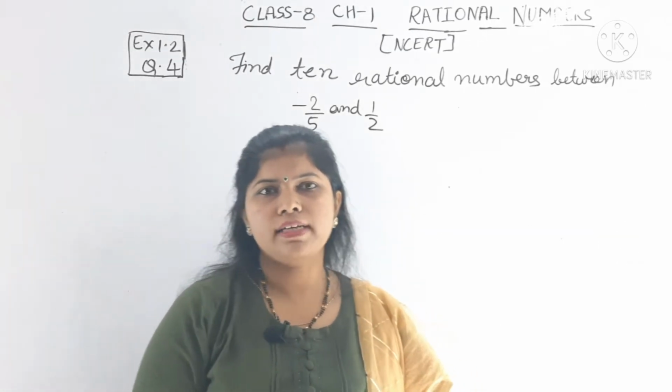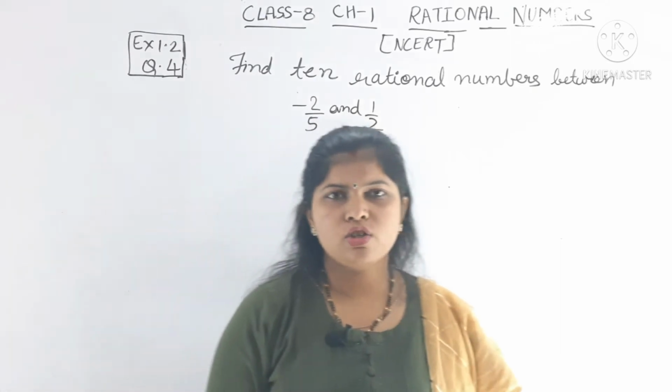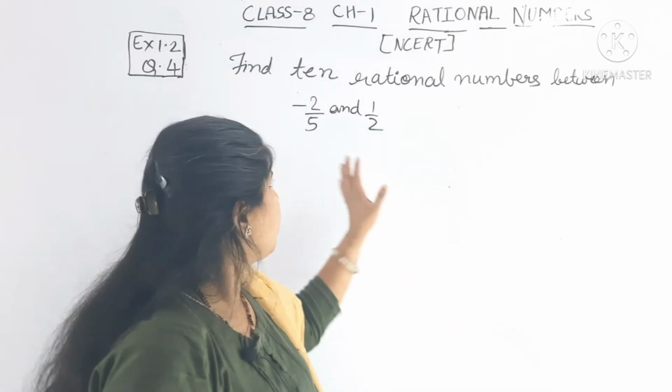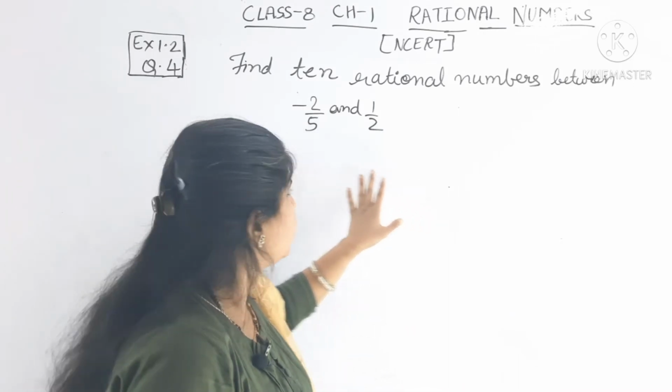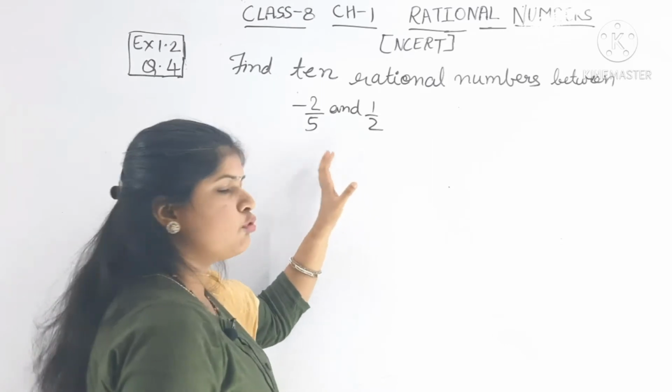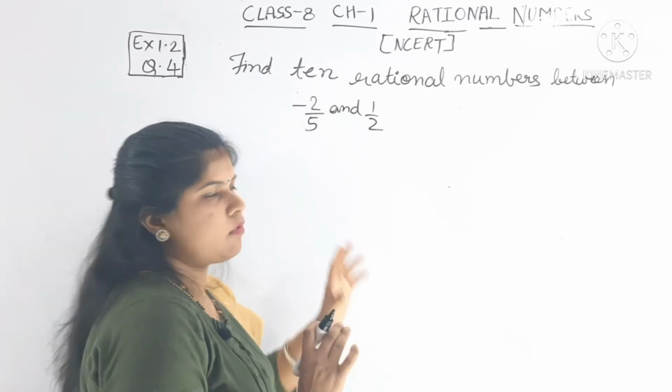Okay students, now let's see question number 4. What is question number 4? We have to find 10 rational numbers between minus 2 by 5 and 1 by 2. Here you can see that the denominator is not the same, so we have to make the denominator same for both.